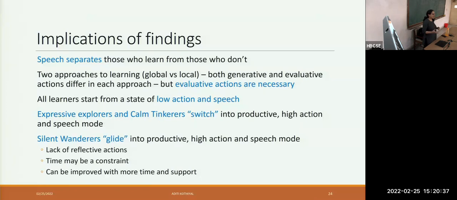The wanderers part is a little bit, why we call them wanderers is because they had low evaluative actions as well. And evaluative actions show that you have some plan or focus about what you want to do, and you're doing an action, you're getting some information back from it, you're feeding back. So that feedback loop was not happening. That is the feature of their interaction. So low speech and low evaluation. That is the reason why they are being called silent wanderers.